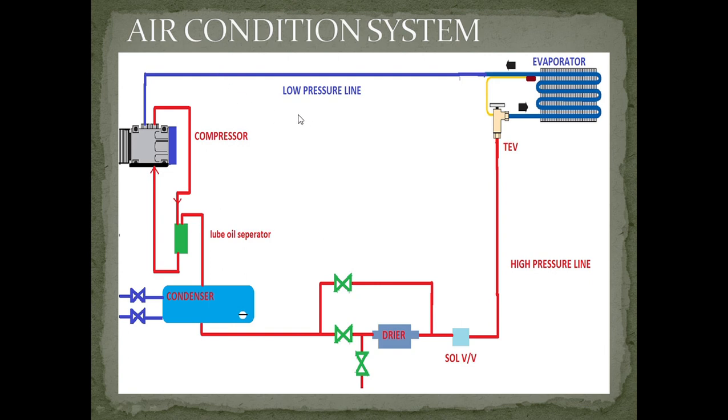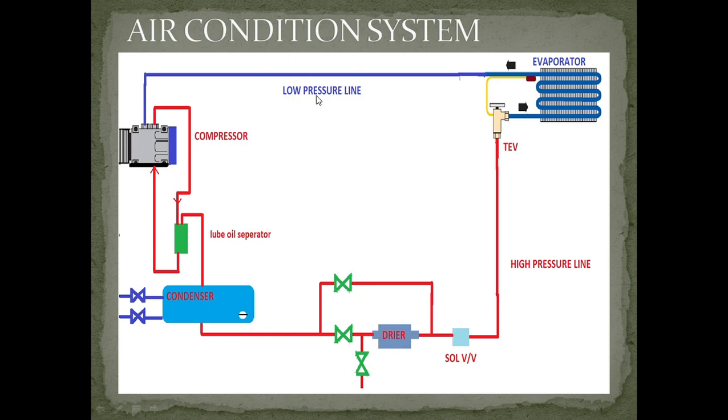First we can see two lines. One is the low pressure line and one is the high pressure line. The high pressure line is in red color and the low pressure line is in blue color. Okay, we can see this is the compressor, this is the lube oil separator, this is the condenser, this is the dryer, this is the solenoid valve, this is the TV. TV means thermostatic expansion valve. Okay, this is the evaporator.